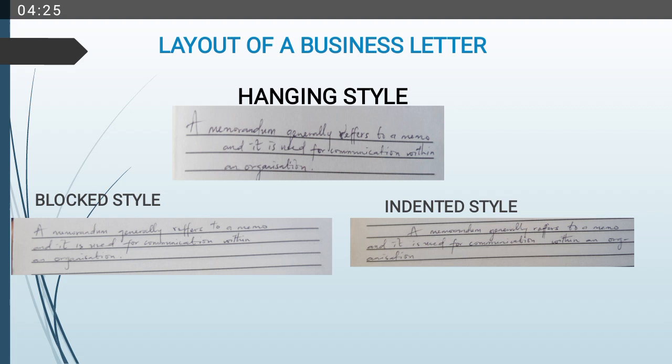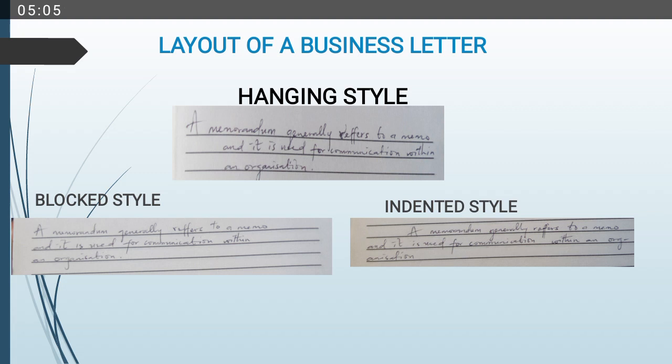Second is indented style. Indented style is used when the first line of the letter begins by giving 5 character spaces before starting the writing, and every other line, the subsequent lines, begins at the margin. It is only the first line that will give 5 character spaces before writing, while the other subsequent ones come at the margin of the writer.